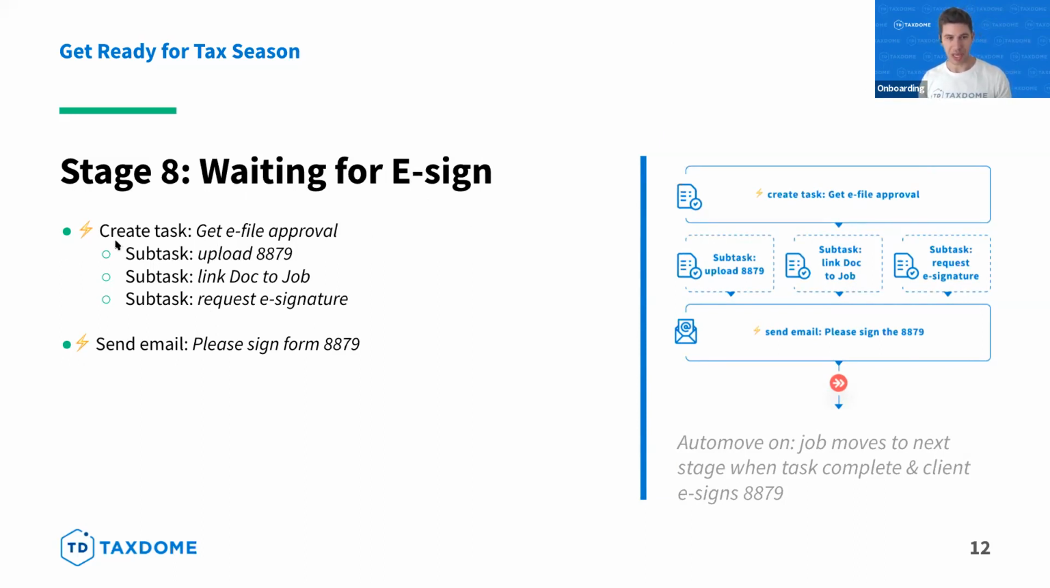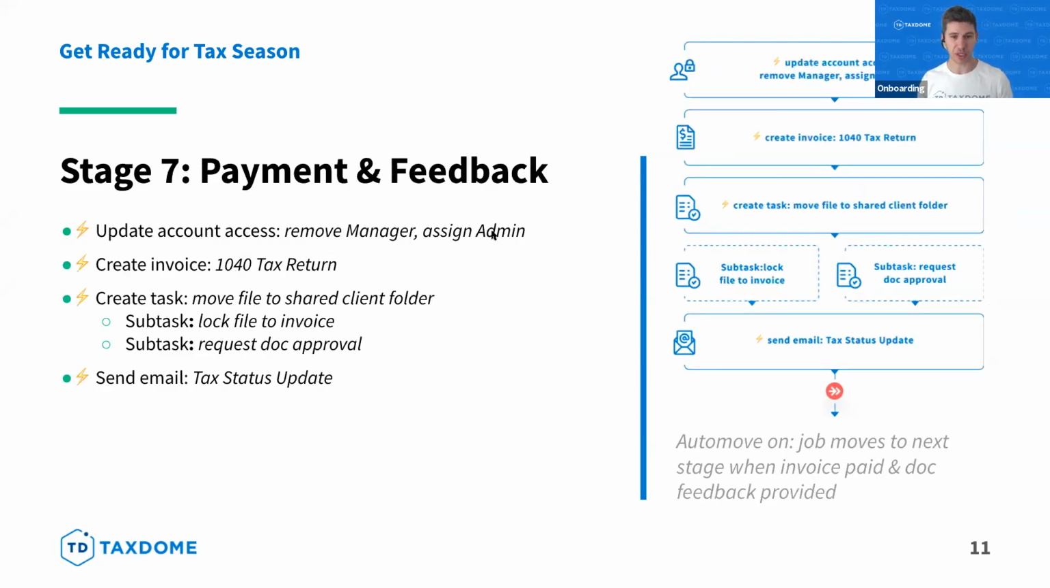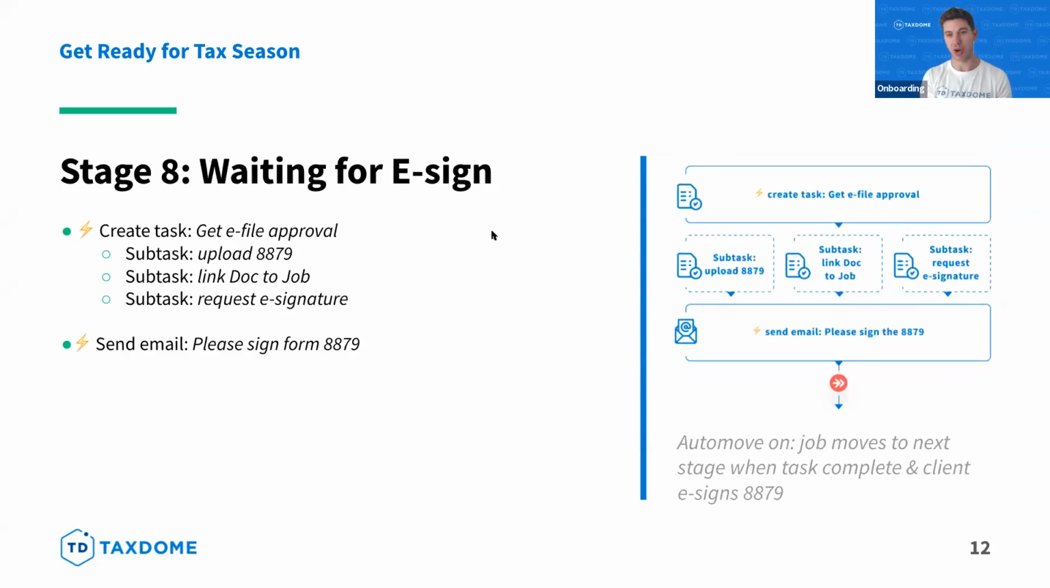So in this instance, we have a task get created for your admin. If you notice, there's no updating account access because it's still in the admin's queue. So right now the admin is assigned to get e-file approval, which includes preparing the 8879 in your tax software, uploading it to TaxDome, linking the document to the job so you have context. So when you open the job, you can see the documents that are relevant to that job, and then requesting signature in TaxDome. And an email goes out to the client automatically as well, saying, hey, please sign form 8879. After that, we can then e-file your return.